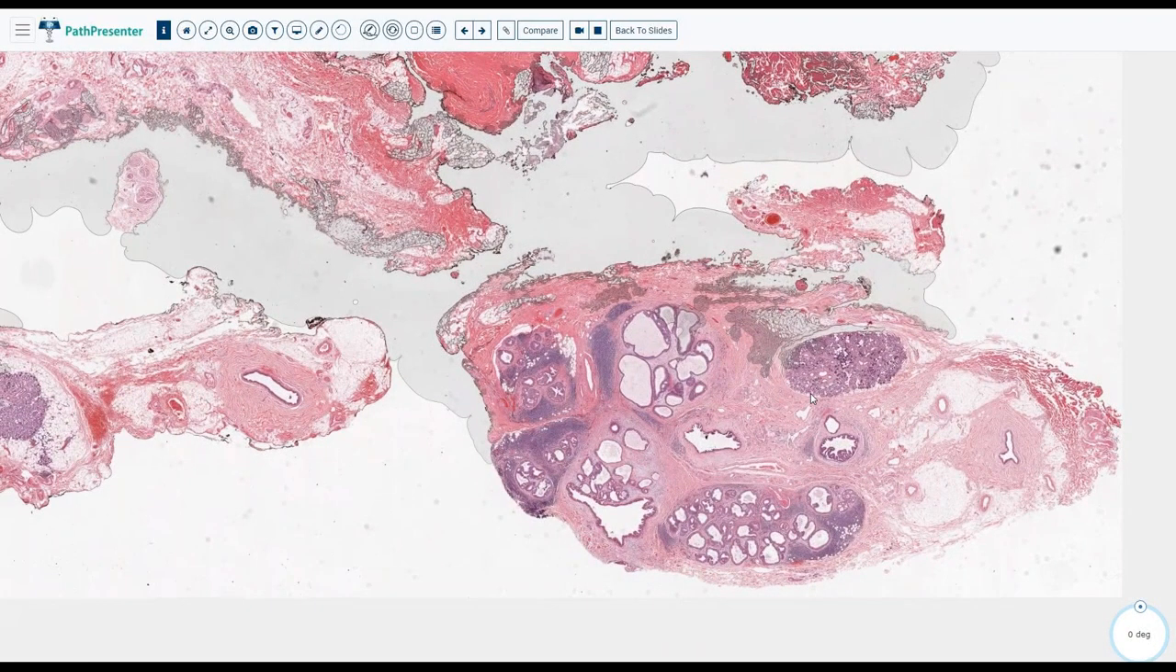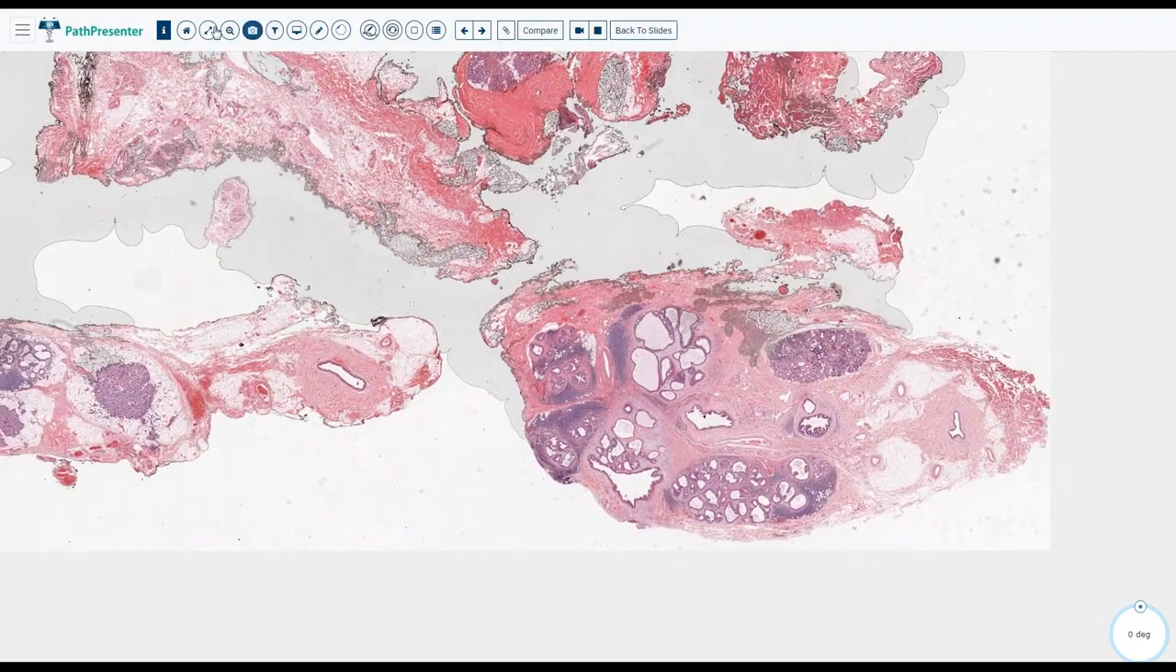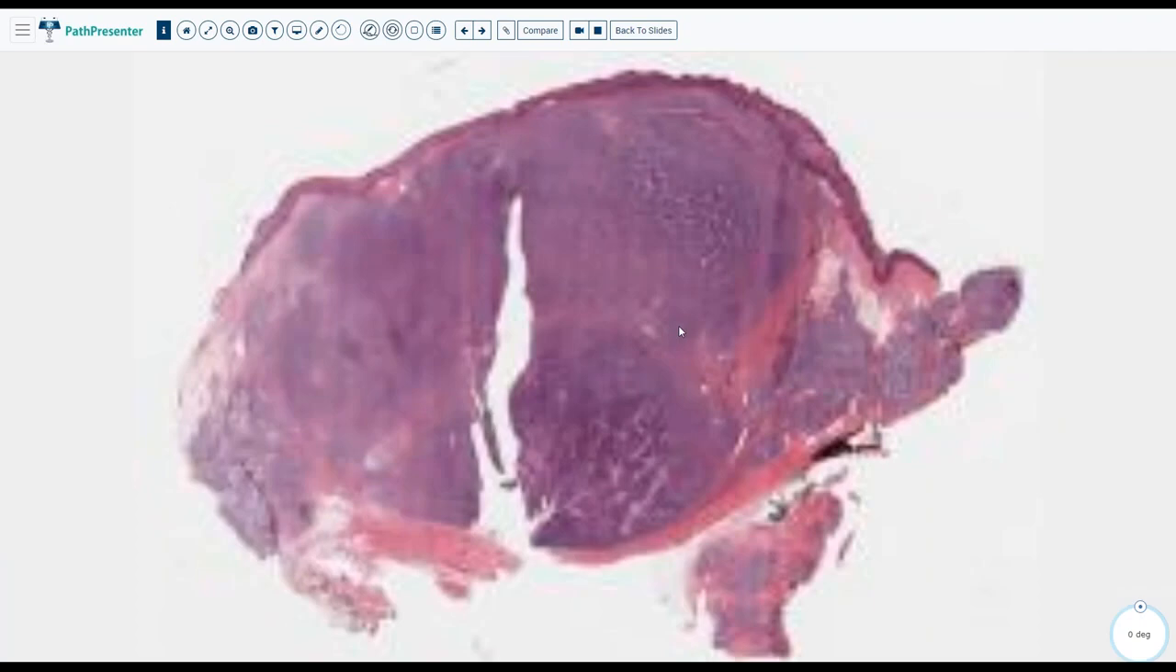Okay, any questions so far? All right, so this is salivary duct carcinoma, bad prognosis. Let's go with the next one.